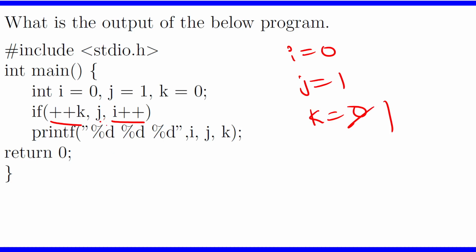There is a comma value here, right? Therefore, i++ has to be executed. Because of this, it becomes 1, and therefore the answer will be 1 1 1. Okay, I hope you understood. When in an if condition there are multiple expressions like this, everything should be executed independently and without applying any rules of post and pre increment.